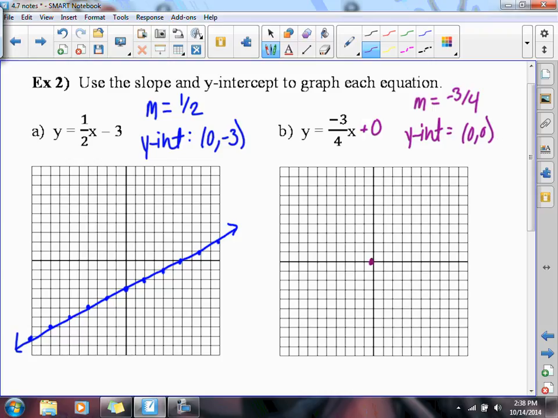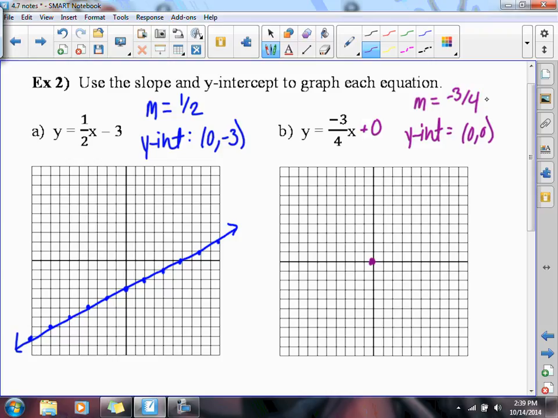But sometimes students get a little stuck on that just because there is no number there and they're not sure what to do. So now from 0, 0, I'm going to move according to my slope. I'm going to rise and then run. But in this case, I'm not really rising because the 3 is negative. So I'm going to be going down. I'm going to be falling.